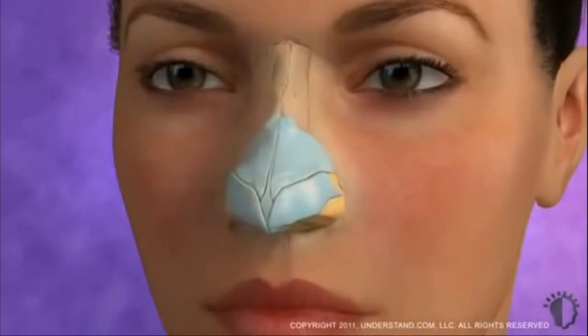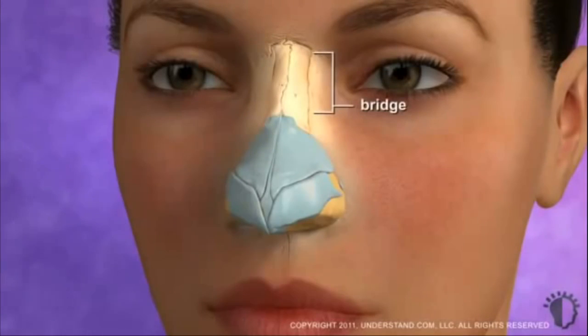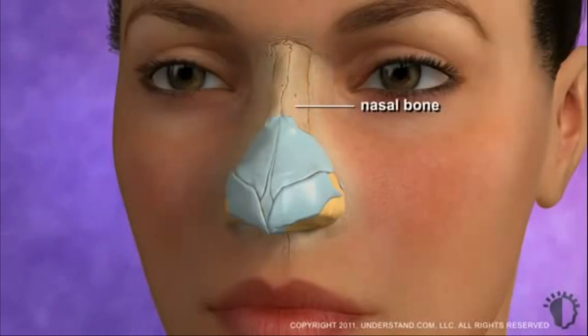A brief overview of structures inside the nose will help you understand the nose reshaping process. The upper third of the nose, called the bridge, consists of bone, while the mid and lower portions of the nose are supported by cartilage.